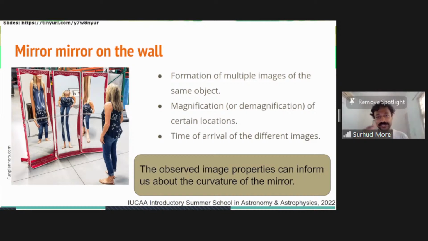And so these three different properties, right? The fact that you can form multiple images, that you can have these different magnifications, and that you will have these different times of arrivals. These observed image properties can inform us about the curvature of the mirror, which is the physics that is causing these distortions. And so you can learn about the curvature of the mirror from these kind of images.